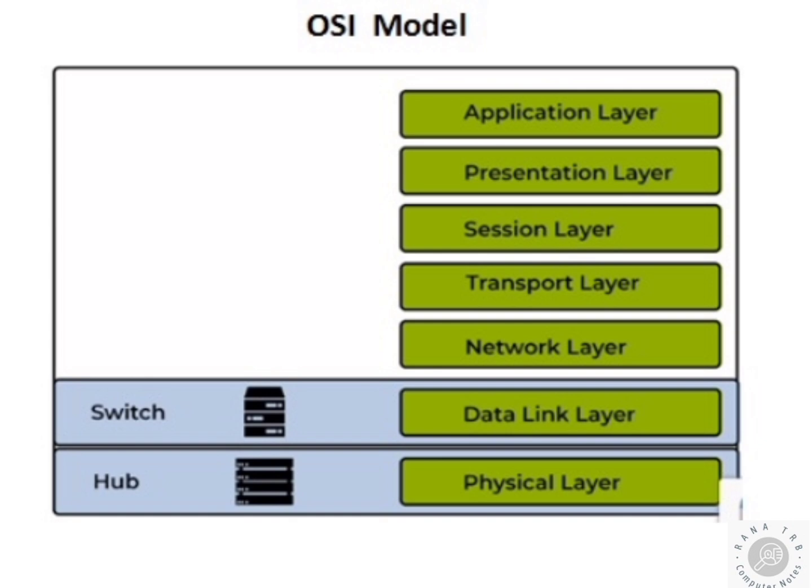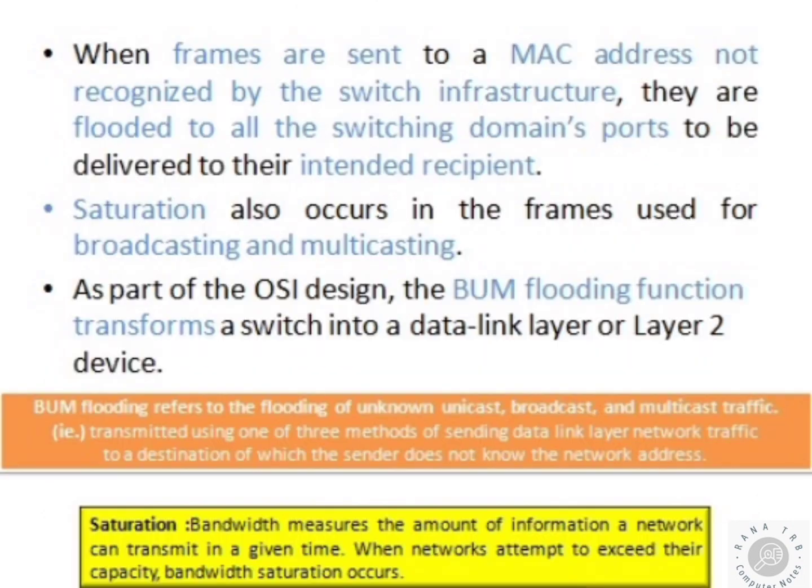We already know that in the physical layer we use the network device called a hub, and that is used only for supporting the connections. And in the data link layer we are now reading about the switch. When a frame wants to send data but the MAC address is not recognized by the switch, it will flood all the switch domain ports to reach the intended recipient. During this process saturation will occur.